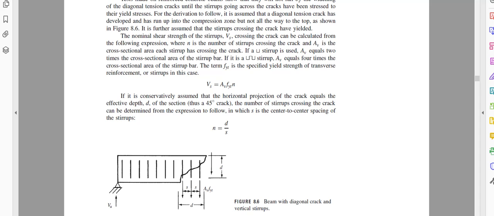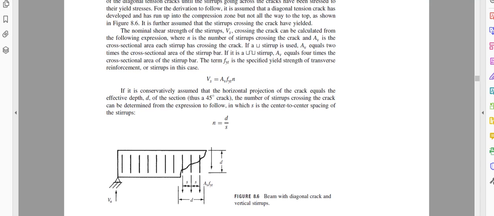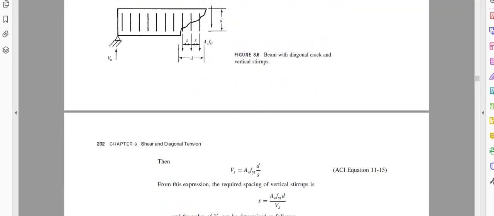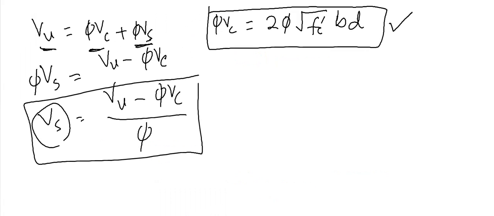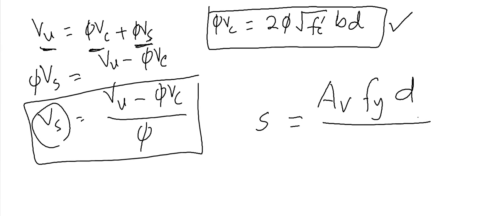Now you do not need to memorize this derivation, it is just to help you understand where this equation comes from. So this equation we will use. If I write the spacing equation, it is the area of shear reinforcement times the yield strength of the shear reinforcement times d divided by Vs. Yes, so this is the spacing required.